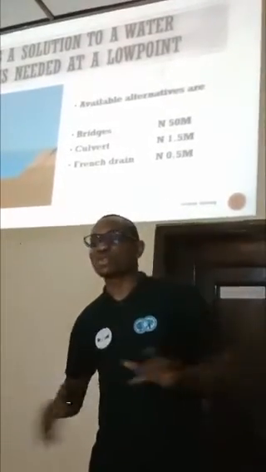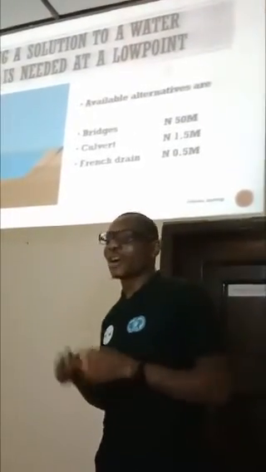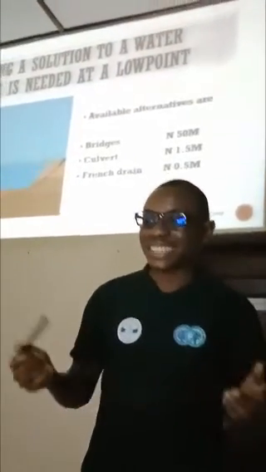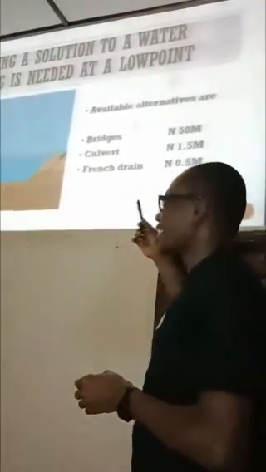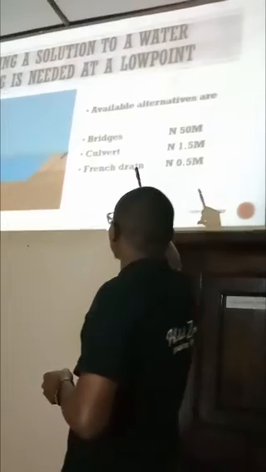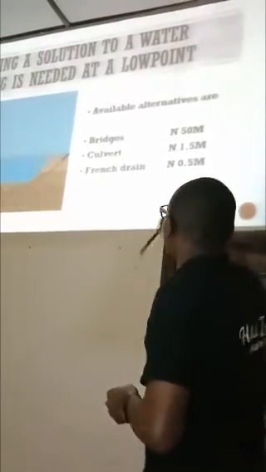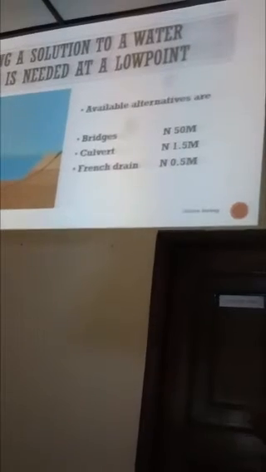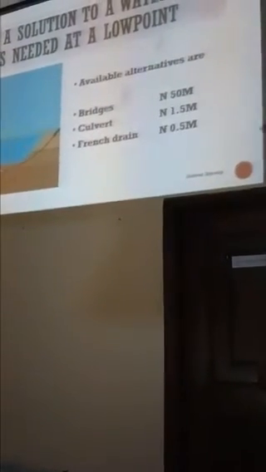So supposing a solution to a water crossing is needed at a low point, and our alternatives are given. What are the alternatives we have here? We have one, bridges. We have culverts, and we have trench drain. And the accompanying cost of these alternatives are also listed. The bridge will cost 50 million, the culvert 1.5 million, and then the trench drain half a million.